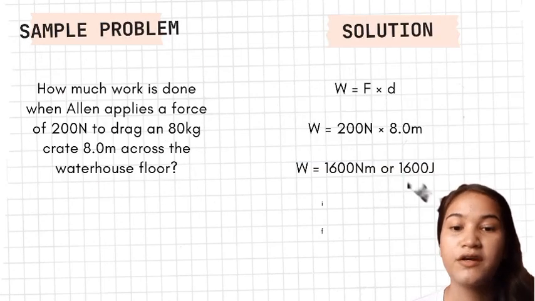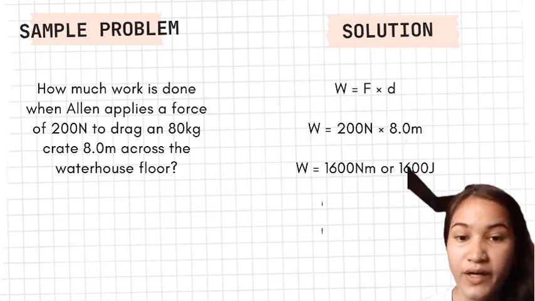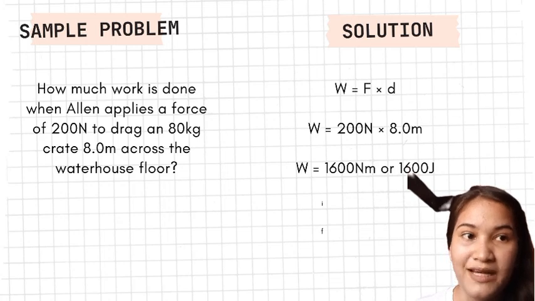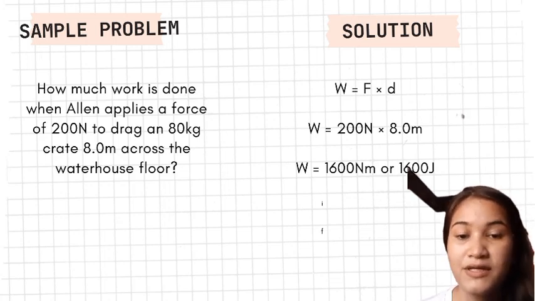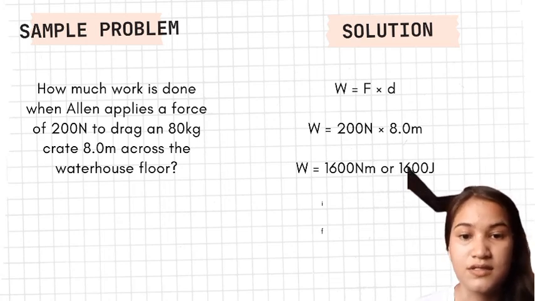We now have here a sample problem where we are asked to solve for the work done. We'll use the formula work is equal to force times distance. Our force is 200 Newton and our distance is 8.0 meters. Substituting values to our formula, we now have work is equal to 200 Newton times 8.0 meters. Our work is 1,600 joules.